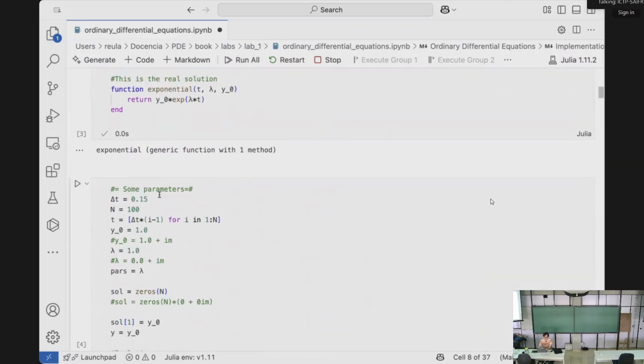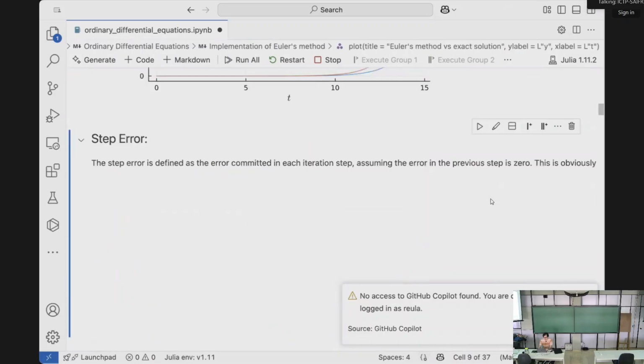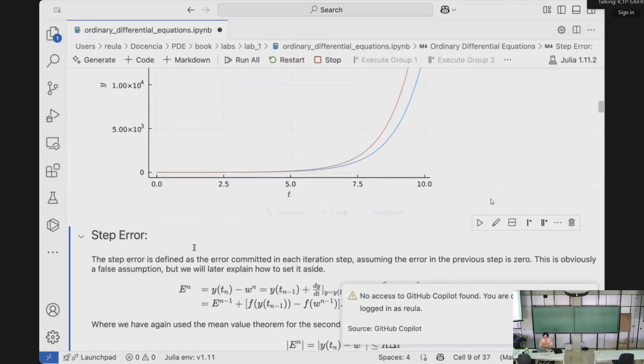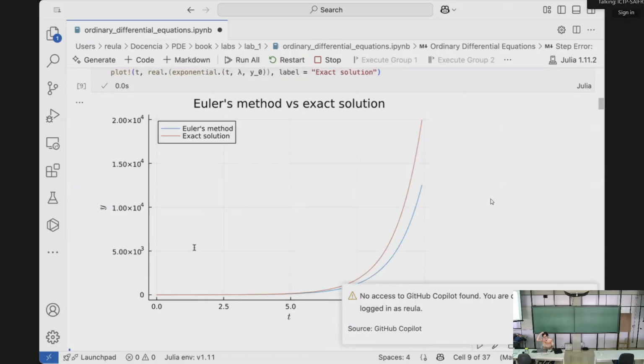If I want, I can change the delta t to be smaller, for example, from 0.15 to 0.1, and I run it again, and I will get something that is a bit closer. And each time I do this, I will get a closer solution to the real one. But we see that this method has some issues here where it undershoots the solution. It's not really getting there.